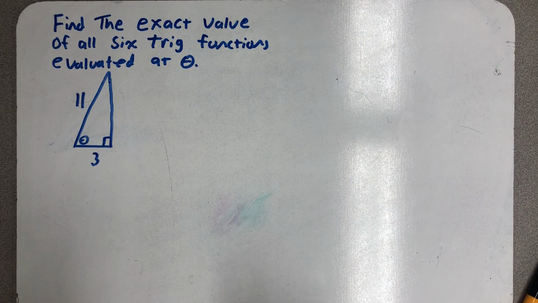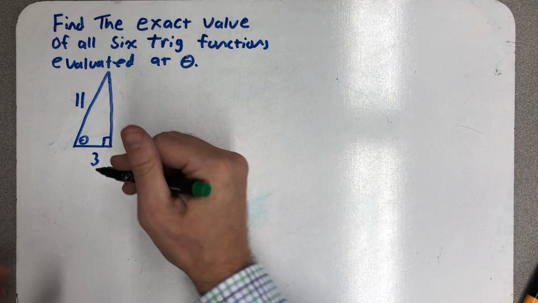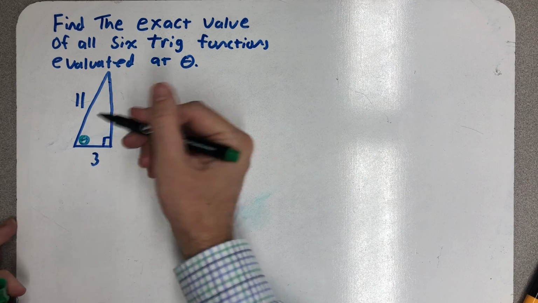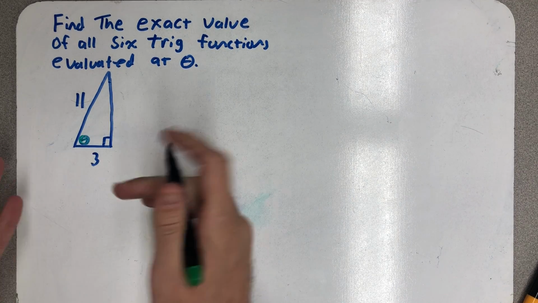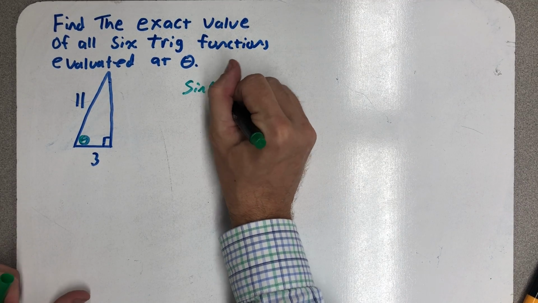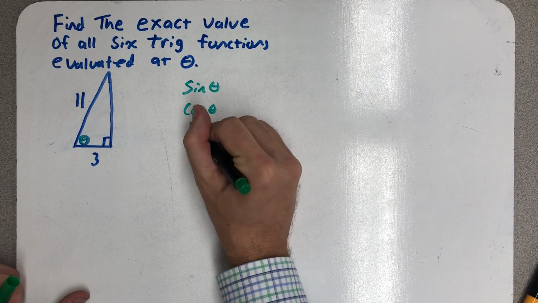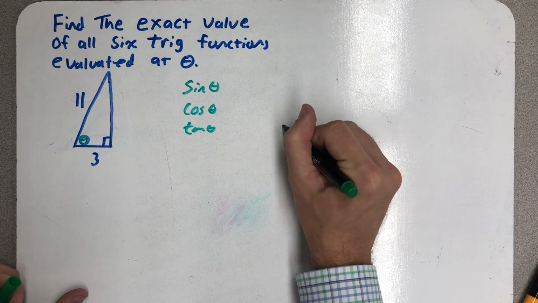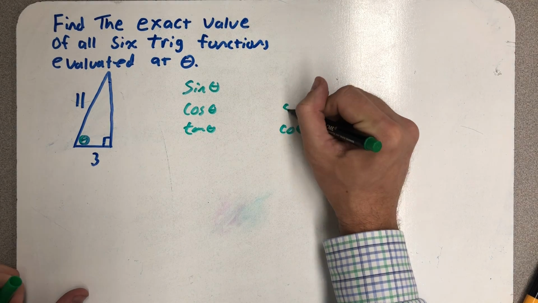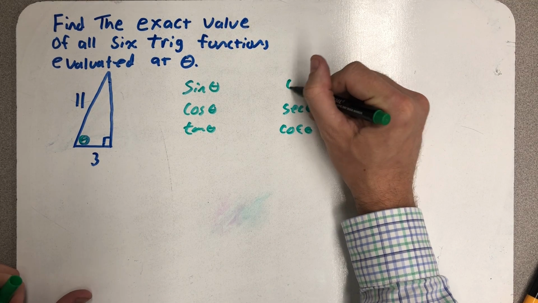Find the exact value of all 6 trigonometric functions evaluated at the indicated angle theta. All right, so I've been given 2 sides of this right triangle. I'm supposed to evaluate the 6 trig functions at the angle. So I'm just gonna think about which ratio of sides each trig function is.